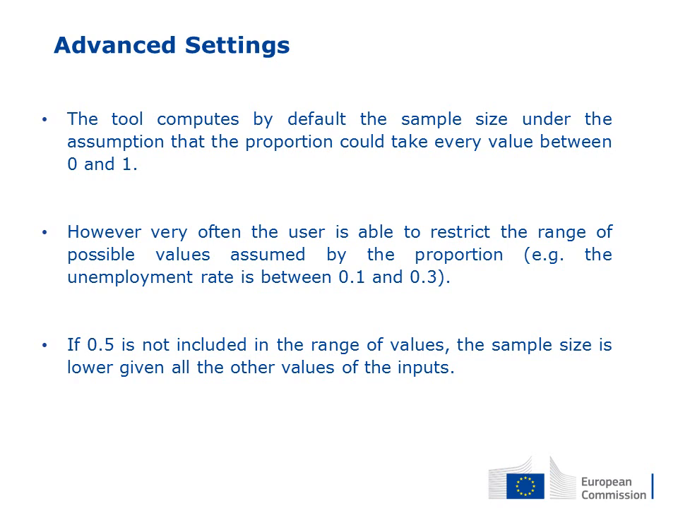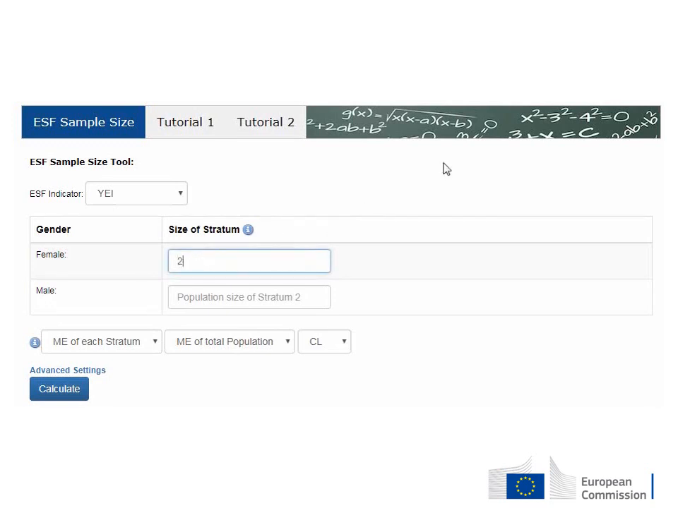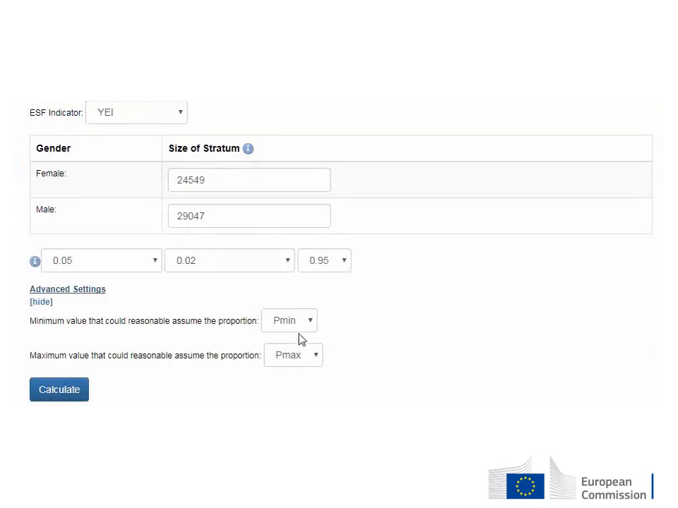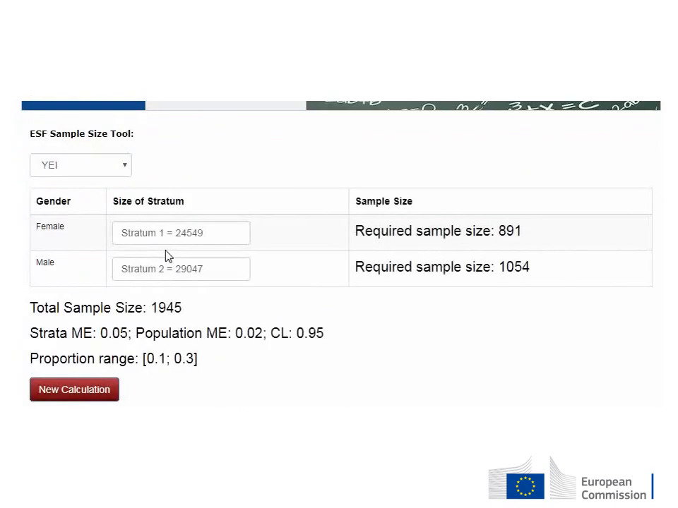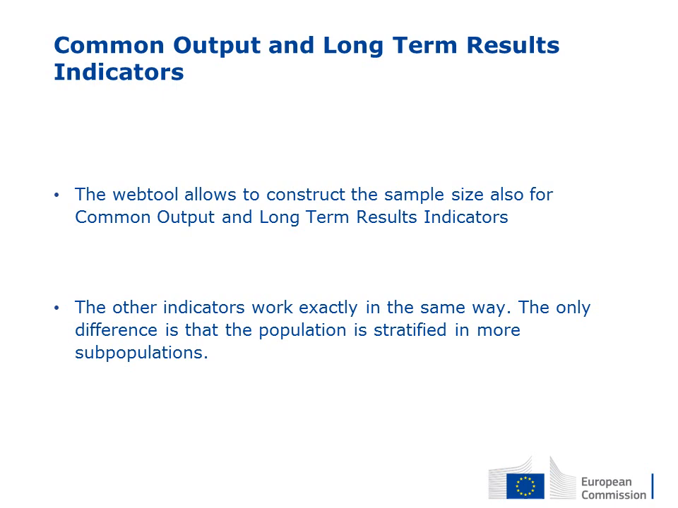Here we set all the parameters as in the first example, and after that we click on the button Advanced Settings. The web page will show two additional parameters, the first with the minimum value that the proportion could reasonably assume, and the second one with the maximum value. We will insert 0.1 in the first box and 0.3 in the second. As we can see, the required sample size reduces from 2,299 to 1,945. The other indicators work exactly in the same way.